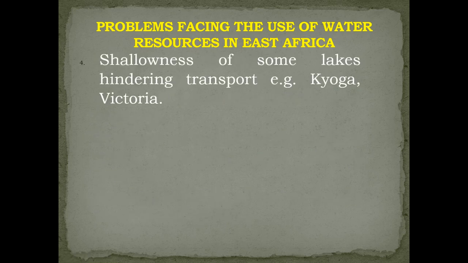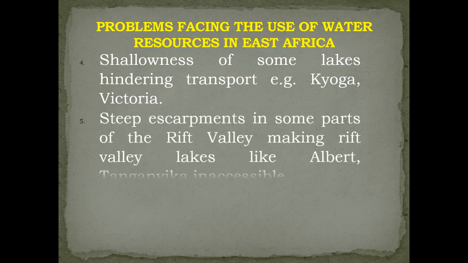Then some of these water bodies are shallow, and that hinders transport. For example, Kyoga, that's why most parts of Lake Kyoga are covered by papyrus. I've already told you Mpologoma River in eastern Uganda is shallow, and that's why it is covered by the papyrus vegetation. Then Lake Victoria in certain parts.